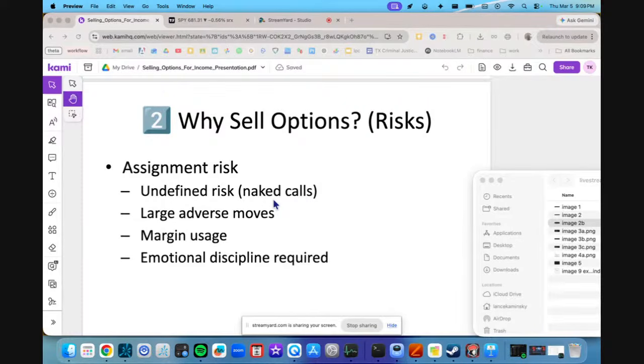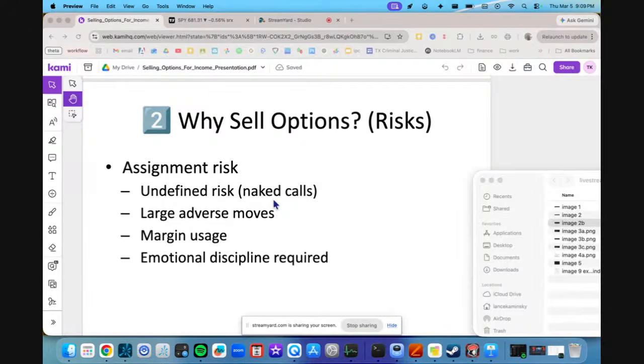Also, your margin use. If you're using a lot of your account to be selling credit spreads, and then you have a big down move afterwards, that could be pretty dangerous. And you also have emotional discipline whenever a position goes against you.